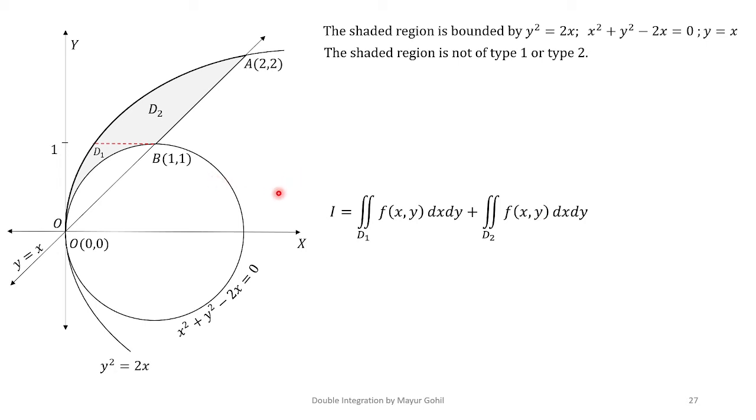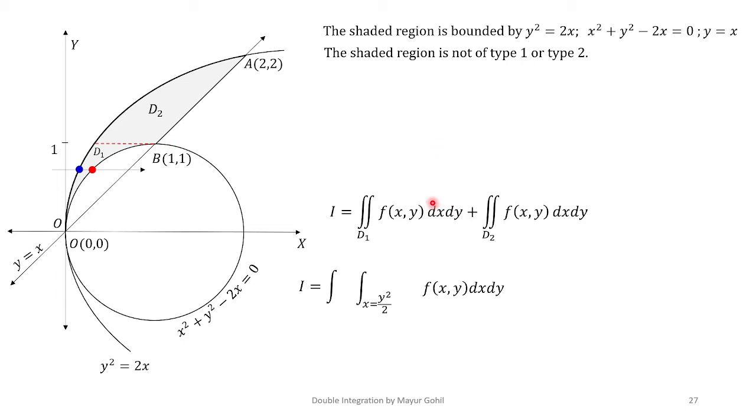Let us see how to tackle them further. When I pass a horizontal line across D1, its entry point is at the blue dot and the exit point is at the red dot. It is the equation of the circle. So when I write the lower limit for x, it's the parabola, I have y square equals 2x, so it will become x equals y square by 2. That's not a big issue, so we can write it down. But what happens with the upper limit? Here comes the most crucial part.